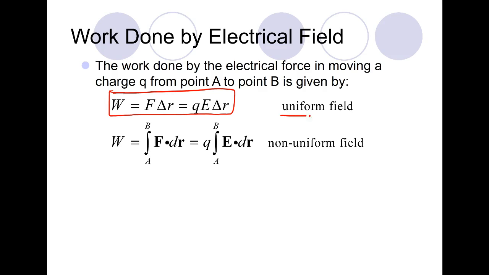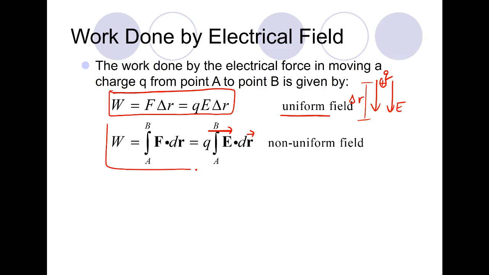But again, this is where the field is uniform, like in our example of a positive charge moving downwards in a field. All you need to know is the amount of charge, the value of the field, and the distance that it goes. If it's not a uniform field, then we just take an integral. And what happens is that the electric field will have a different value at every location, and we take the dot product of that field with dr.